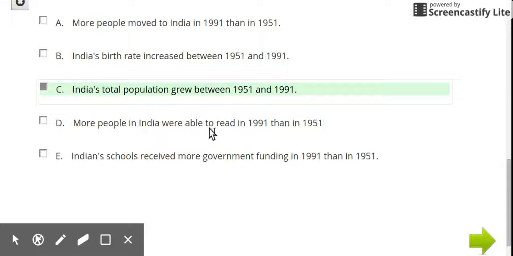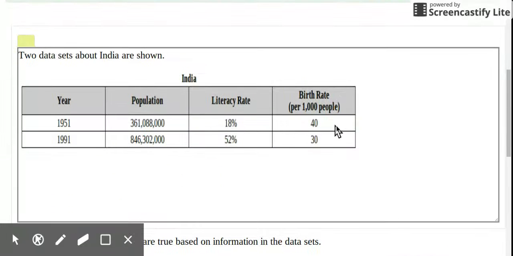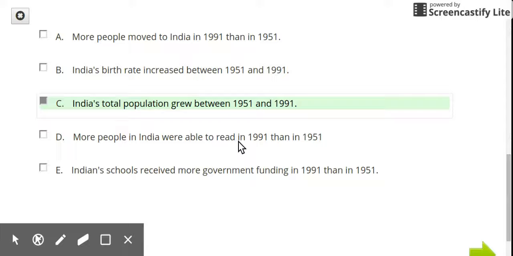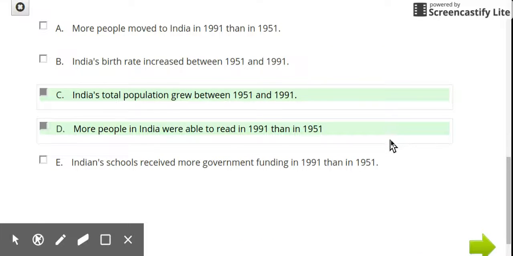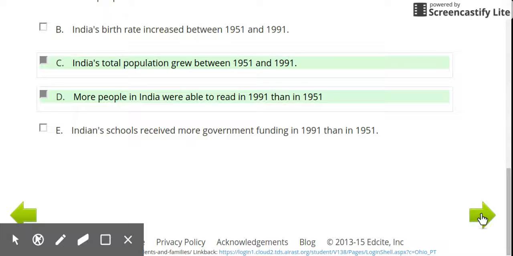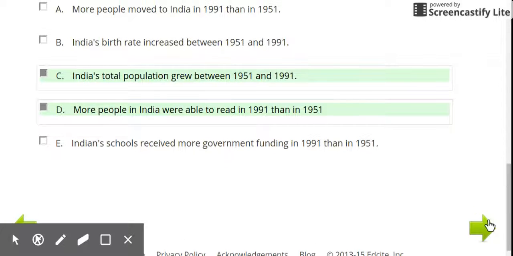More people in India are able to read in 1991 than in 1951. In 1991, 52%. In 1951, 18%. So 1991, 52% is higher. It says more people are able to read in 91 than 51. Definitely a true statement. And those are the 2 answers.